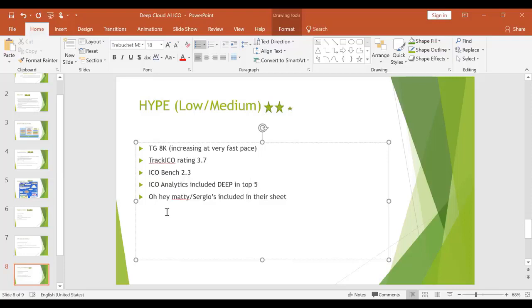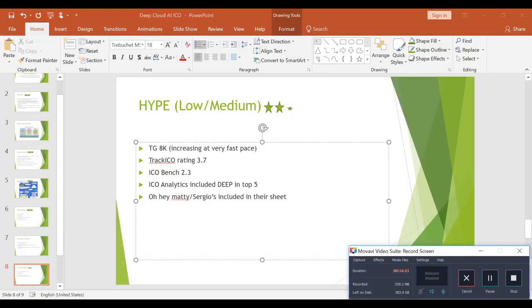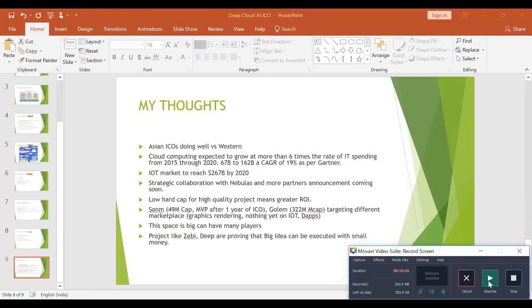Also, I've seen some known YouTubers cover Deep and start including it in their ICO tracking sheets. Oh Hey Mary has mentioned it in one of his live AMAs, and there's also a person called Sergio, who has included DeepCloud in his ICO sheet. So I'm sure that going forward we can see more hype building, and I will not be surprised if there are 15,000 or 20,000 people in their Telegram. So hype has a low score in my slide.